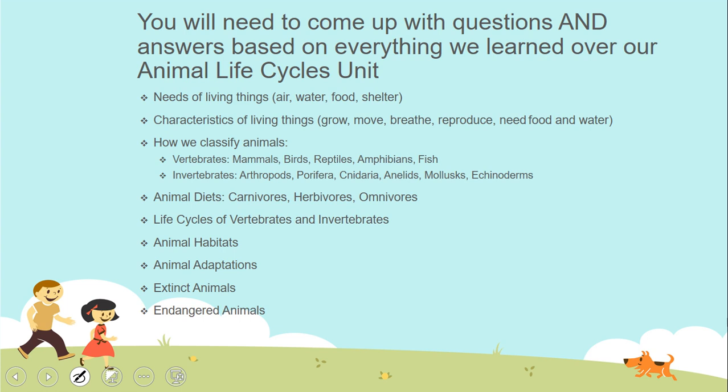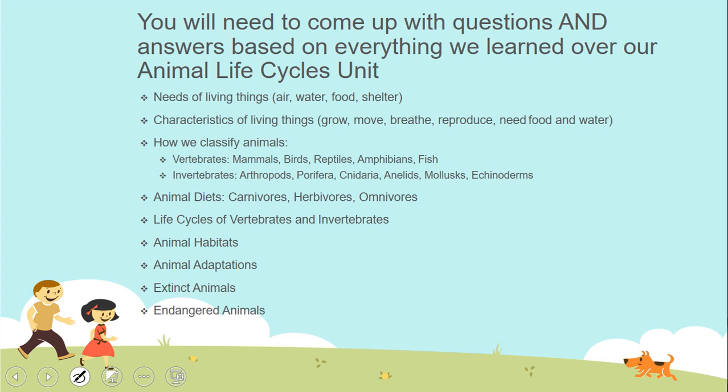So think about how we classified both groups, vertebrates and invertebrates, and how we classified the vertebrates into the 5 different groups. So what separates all of those animals and puts them into groups? And then we sorted the invertebrates as well. So what separates all of those 6 and makes those into 6 different groups?